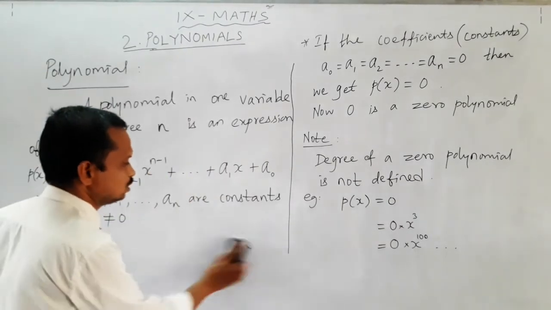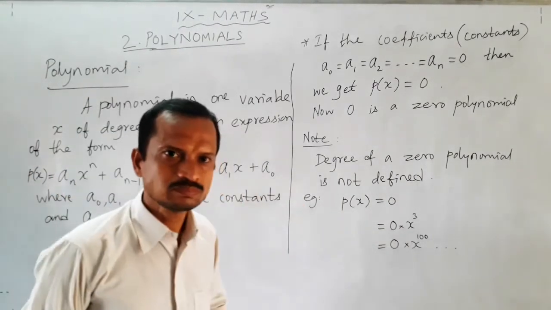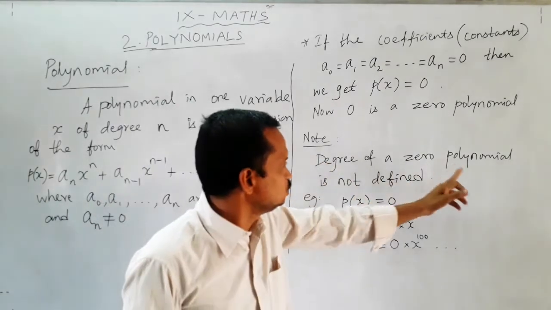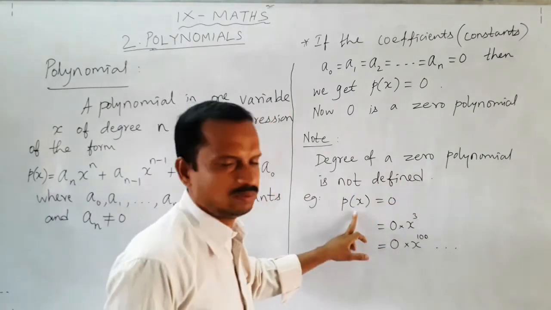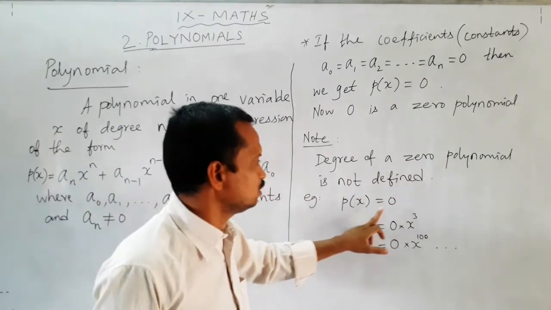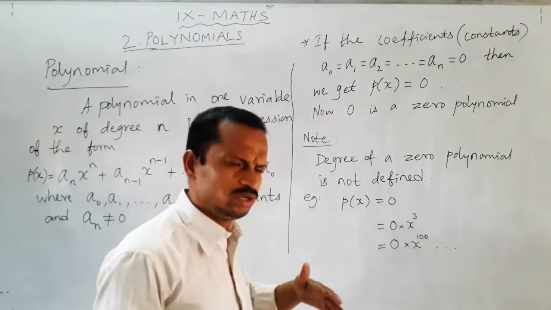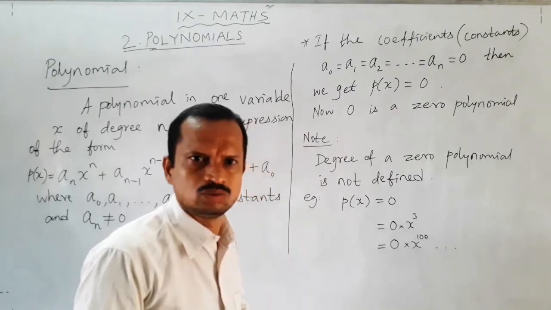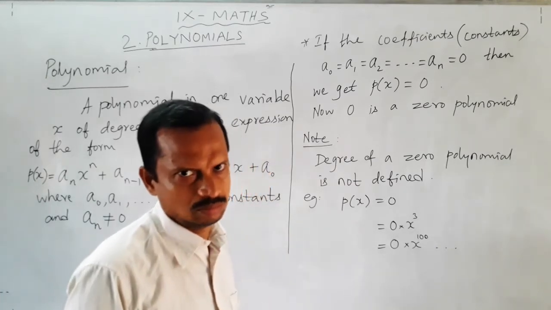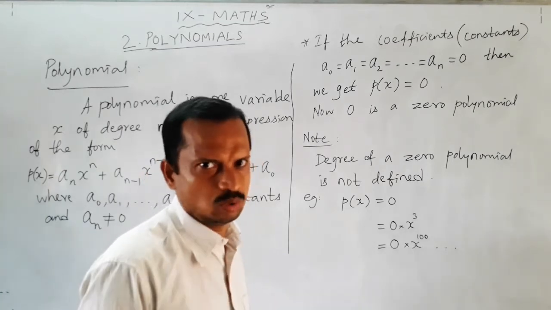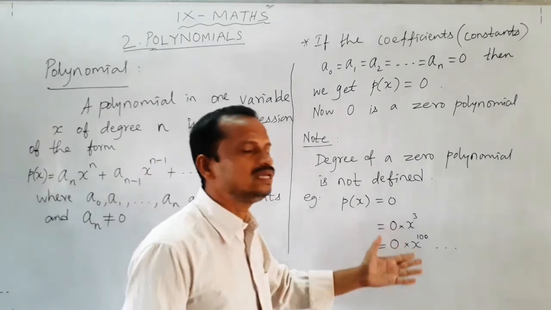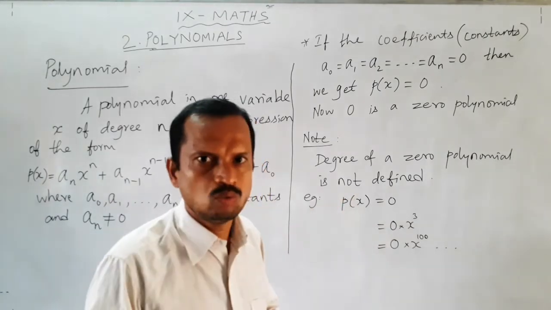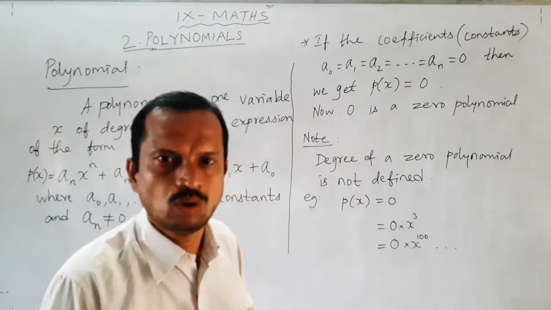Now coming to the 0 polynomial, what is the degree? The degree of the constant polynomial is 0. But the degree of a 0 polynomial is not defined, because of the explanation I have given here. p of x is a polynomial, that is the 0 polynomial. So 0 you can write as 0 into x cube, 0 into x power 100, 0 into x power 1000. Anyway if you write, 0 only comes. Multiplied with 0, 0 is the only answer. So degree is not defined. We can say any degree, so it is not defined. Clear? So now we move to exercise 2.1.